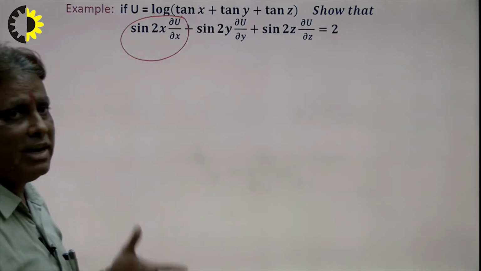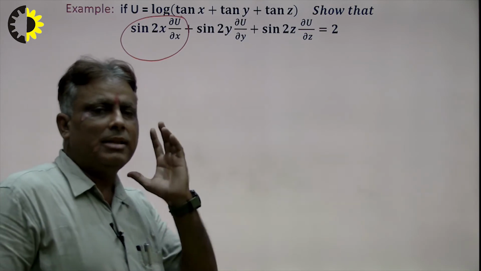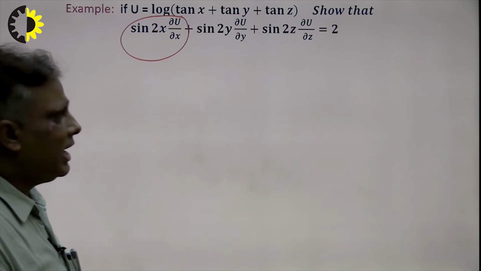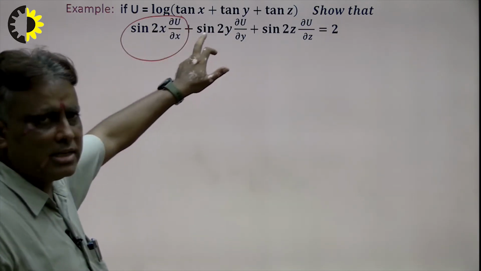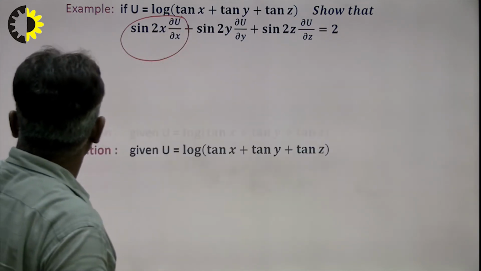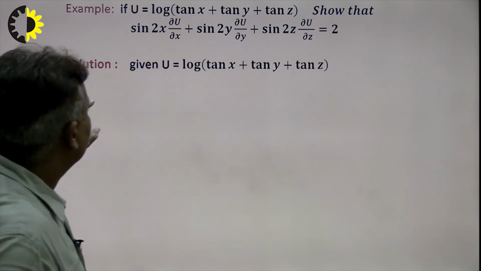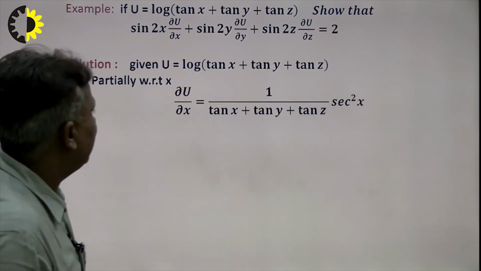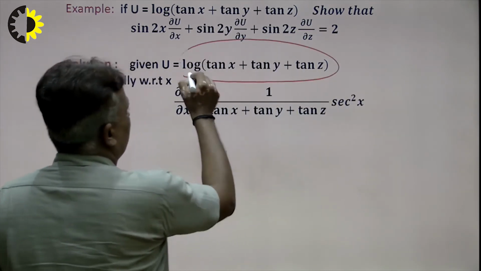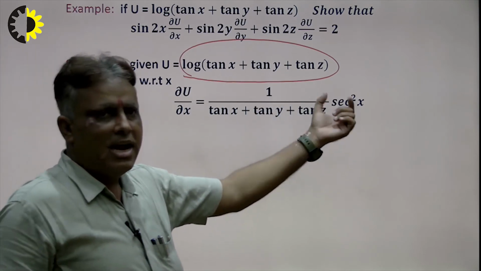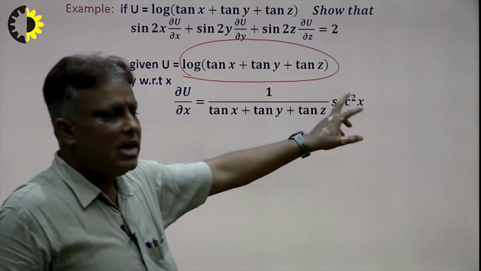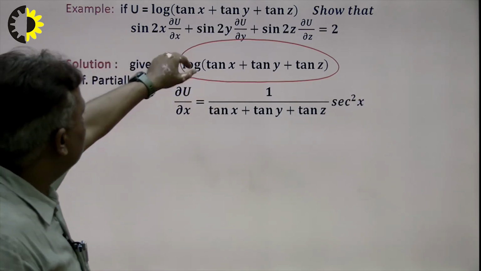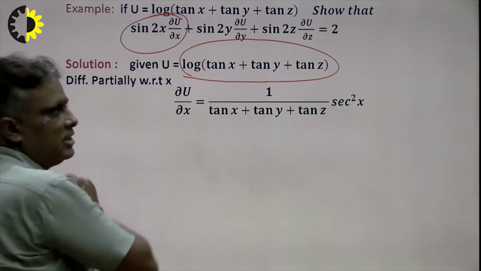So first of all, when we see the problem, the student should keep in mind how to solve it, right. First we create a plan: calculate the first part and similarly the other parts. So first I differentiate here with respect to x partially. What will be the result here? So del u over del x: the differentiation of log gives 1 upon 10x plus 10y plus 10z, and the differentiation of 10x is sec square x, and y is 0, z is 0, right. Now multiplying on both sides by sin 2x, because our aim is to calculate this part here, right.